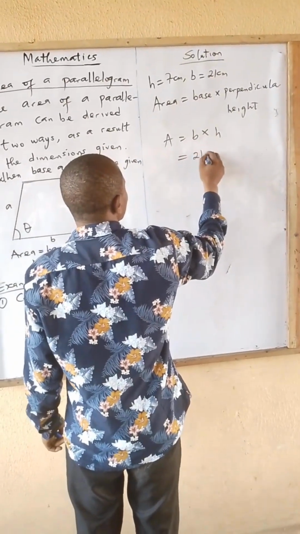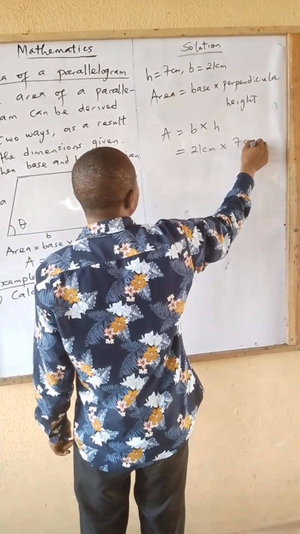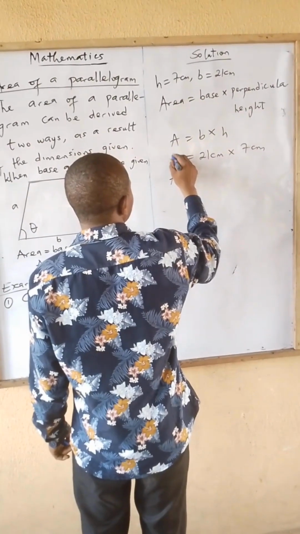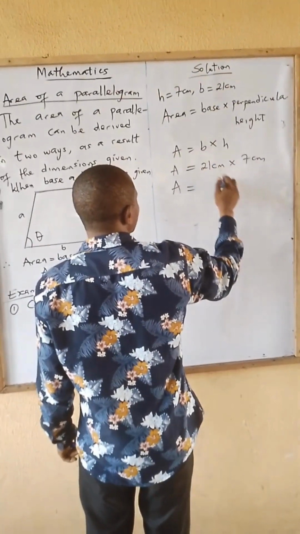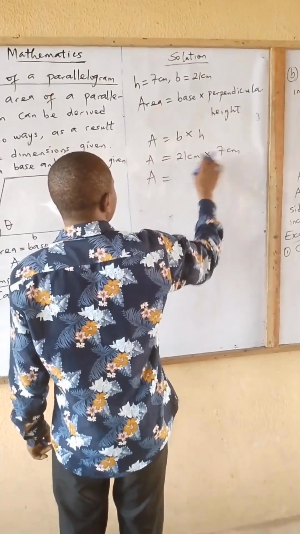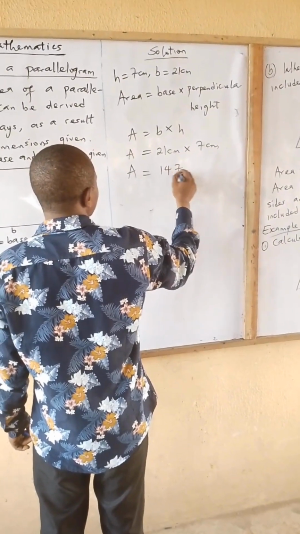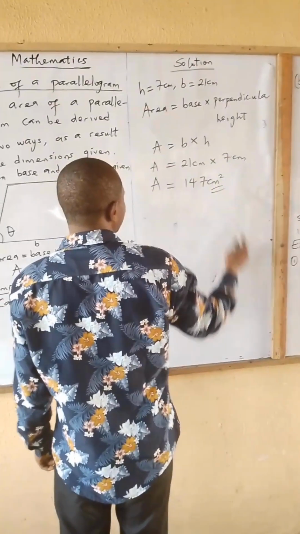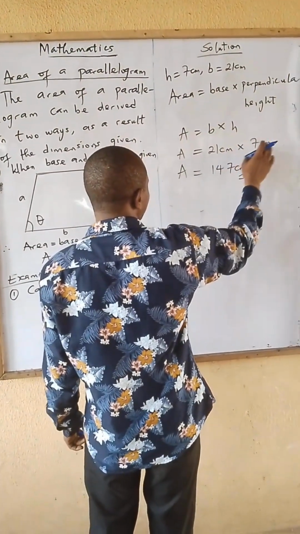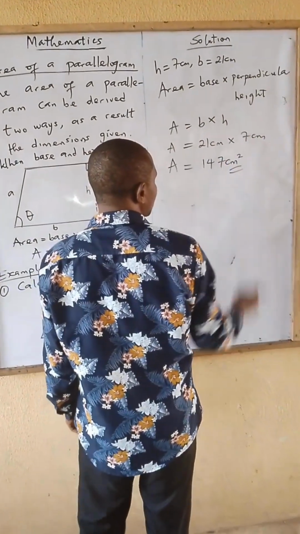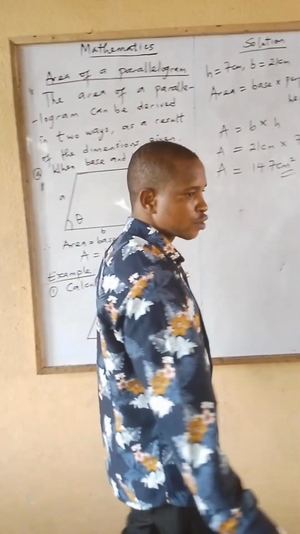So we are going to have 21 centimeter times 7 centimeter. A is equal to 7 times 1, that will be 7. 7 times 2, that will be 14. 147 centimeter squared. Don't forget that centimeter multiplied by centimeter will give us centimeter squared.